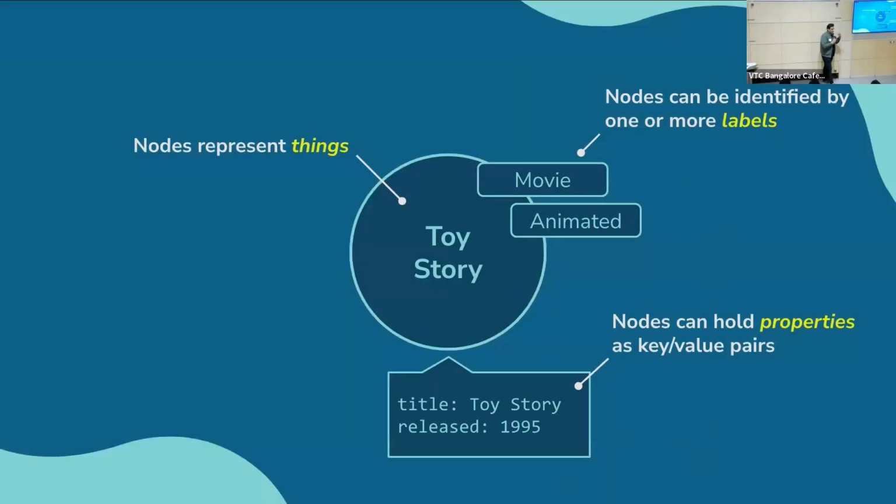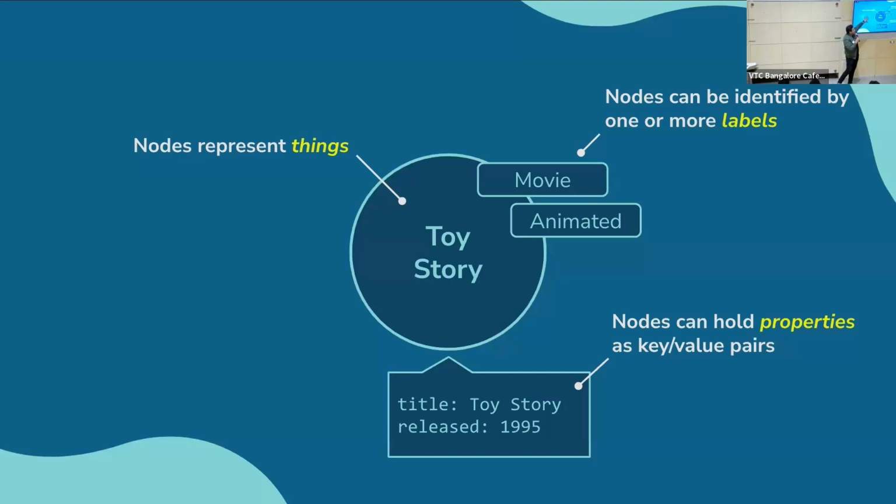Well, graph databases in general start with the basic structure of nodes and relationships. Nodes are represented by a circle in a graphical world, where these nodes represent things. I've taken an example of a movie database. We have taken Toy Story as a movie.